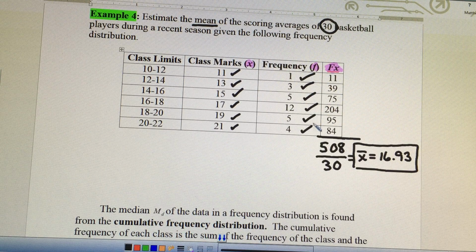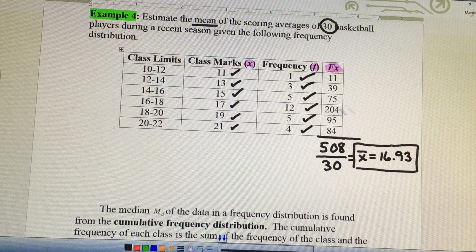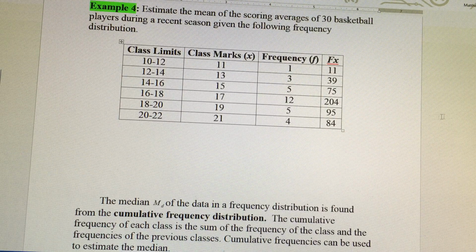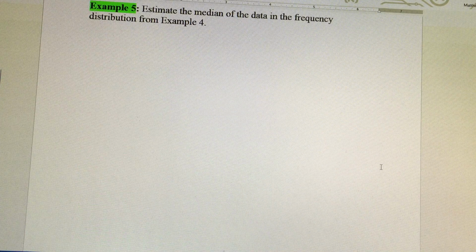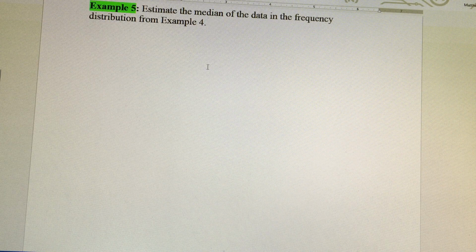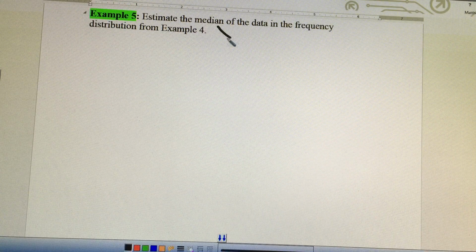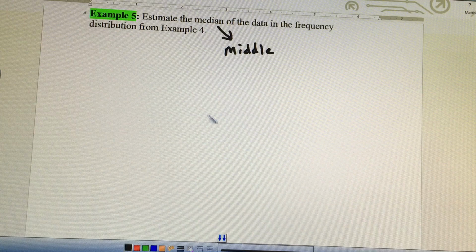Example number 5. I want you to go ahead and find example number 5, and it says, estimate the median of the data from the frequency distribution for example number 4. Unfortunately, I can't fit both of these on the screen at the same time, but since we don't know all of the pieces of data, here's how we're going to do this. Remember, median means middle. We're going to take all of the class marks, the 11, the 13, the 15, the 17, the 19, and the 21, and list those as many times as what we had for the frequency.